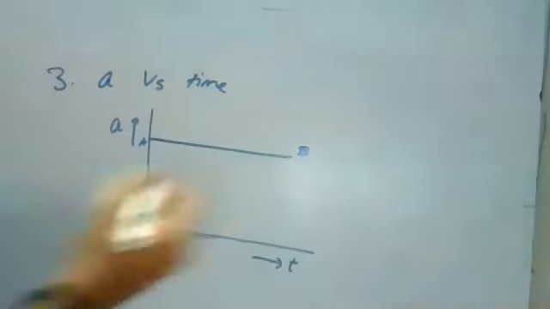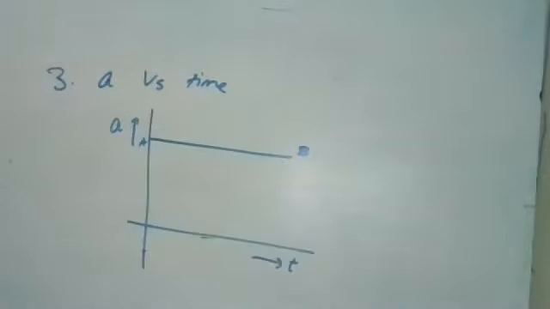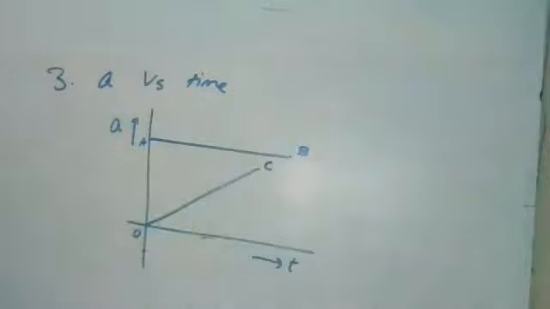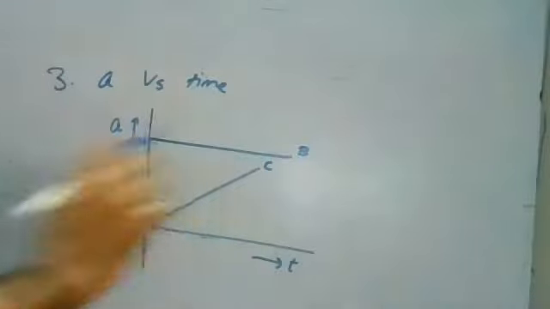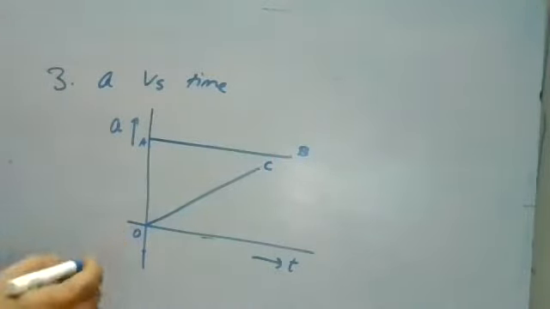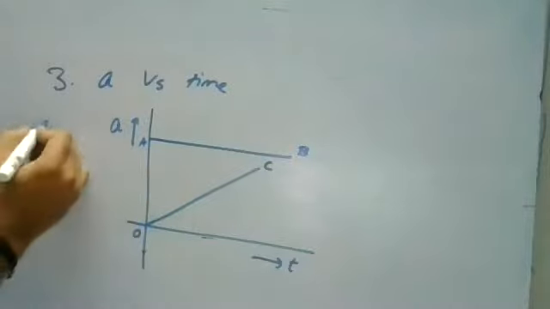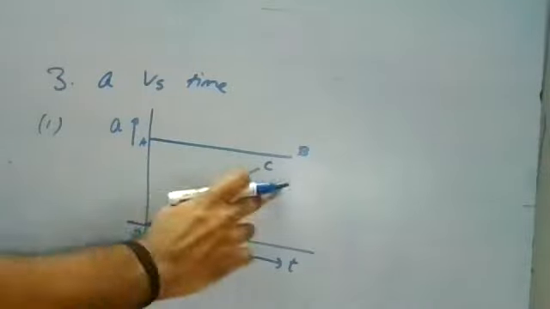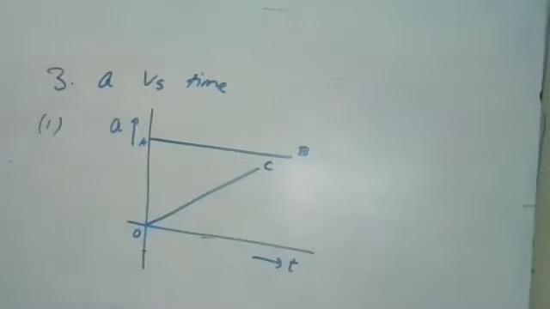C, B. Okay, O to C. So remember it was increasing. There is one more thing, decreasing. I'll tell you one by one. Just take them. First point in this. There is the line AB, and the line OC.